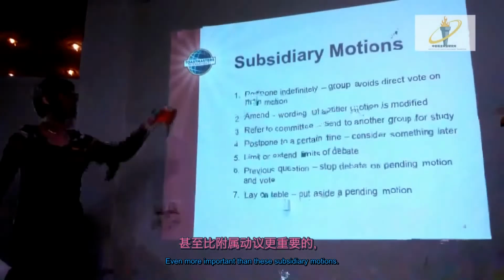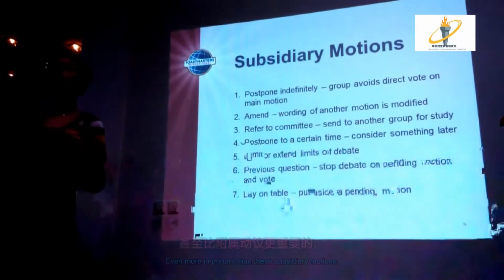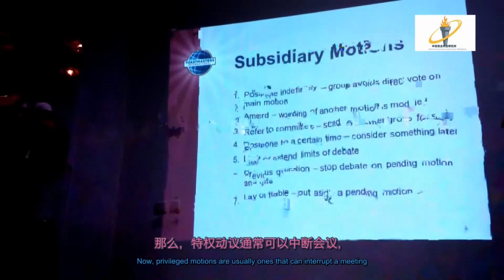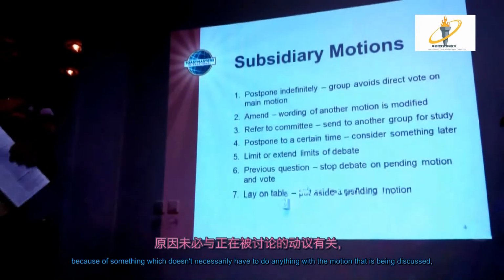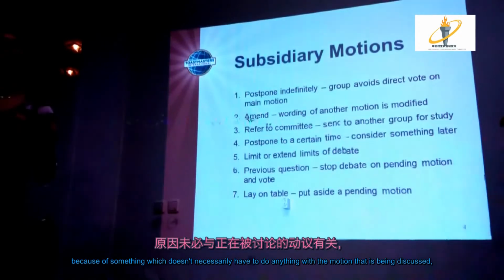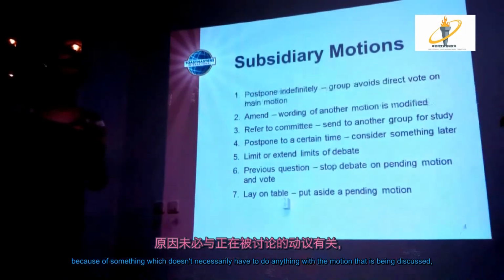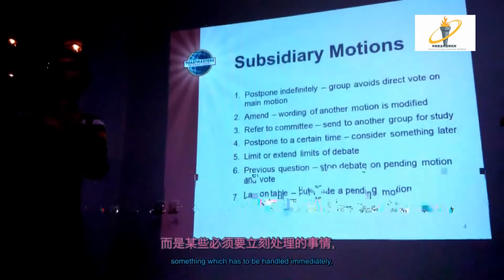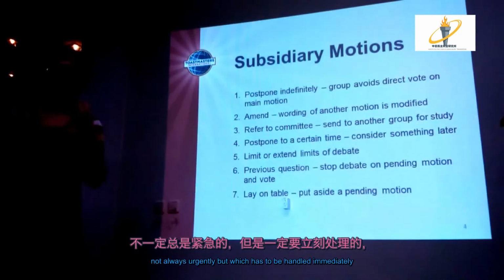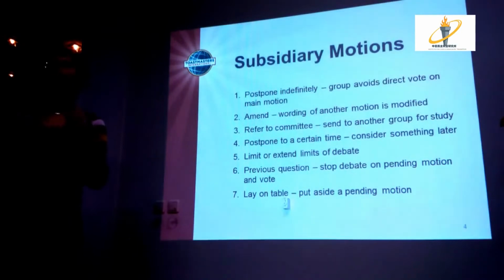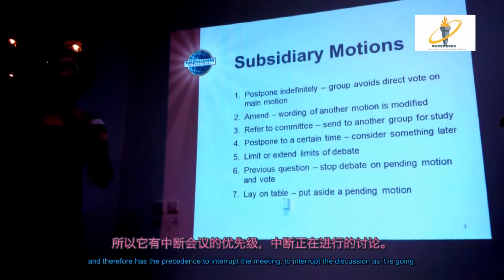More important than these subsidiary motions. Now, privileged motions are usually ones that can interrupt a meeting because of something which doesn't necessarily have anything to do with the motion that is being discussed. Something which has to be handled immediately, not always urgently, but immediately, and therefore has the precedence to interrupt the meeting, to interrupt the discussion as it is going.